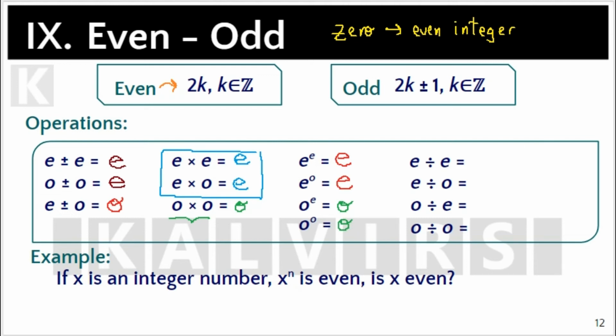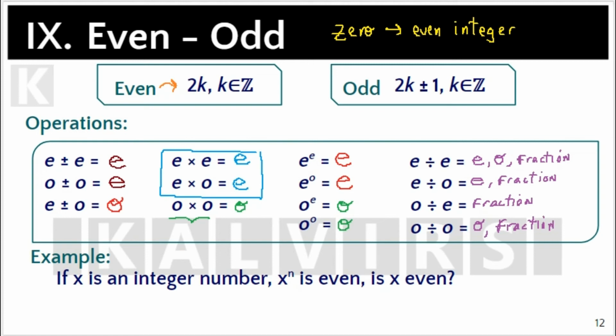Now, rules for divisions. Even over even is either an even integer, an odd integer, or a fraction or decimal. Even over odd might be either an even integer or a fraction. An odd over an even integer is always a fraction. And finally, an odd integer over an odd integer is always odd or a fraction.